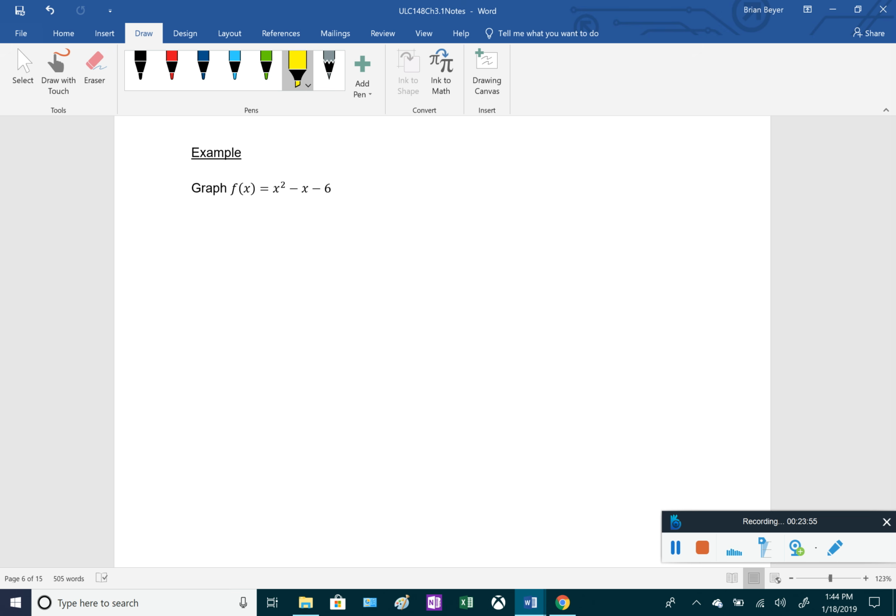So for the first one, let's graph x squared minus x minus 6. And we're going to be doing the same steps here. So this is obviously in general form because it's expanded out. So our a value is 1. It's 1x squared because there's nothing written. The coefficient's 1. So a is positive, so this opens up.